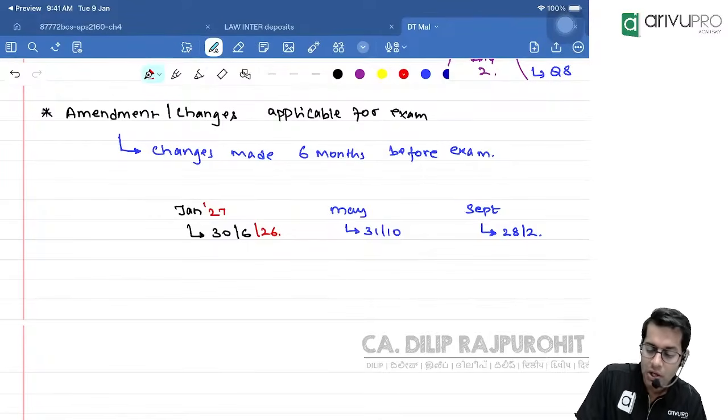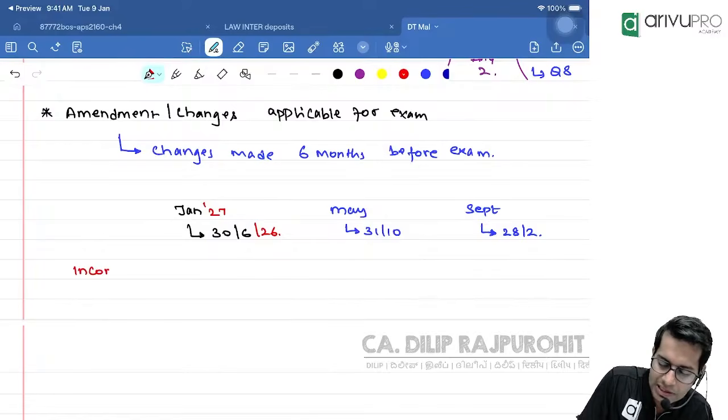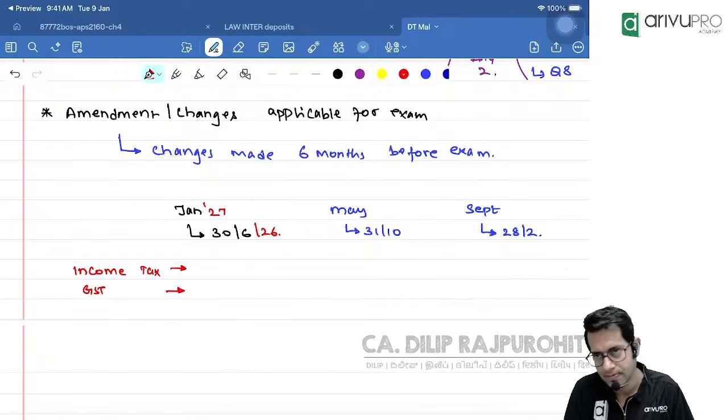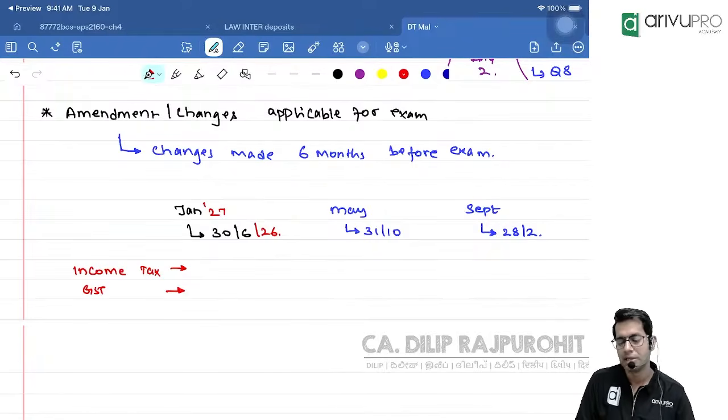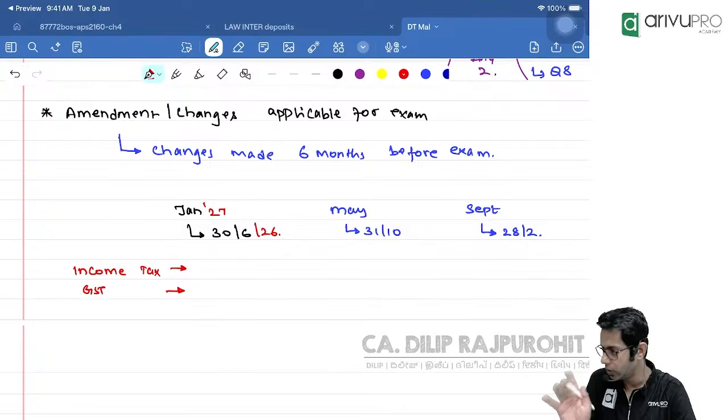Now please note, you are going to study two things in your life. One is income tax and one is GST. Income tax does not change every attempt. GST also does not change every attempt, but there are high chances of GST getting changed, meaning there are high chances that GST will have an amendment when compared to income tax.